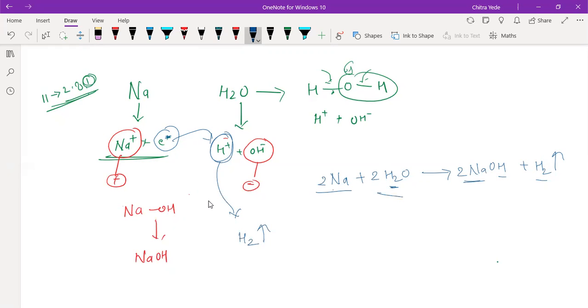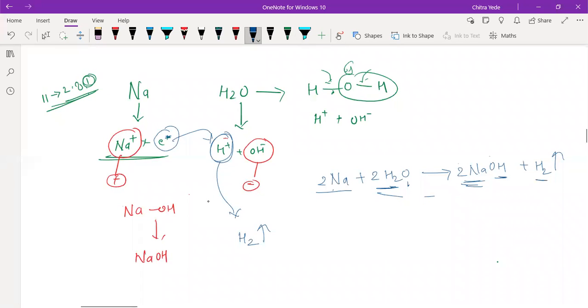We have 2 sodium on the reactant side, 2 sodium on the product side. 4 hydrogen on the reactant side, here 2 hydrogen and here 2 hydrogen, 4 hydrogen on the product side. 2 oxygen on the reactant side, and 2 oxygen on the product side. So the number of atoms on the reactant side is balanced with the product side. That means the reaction is balanced now.